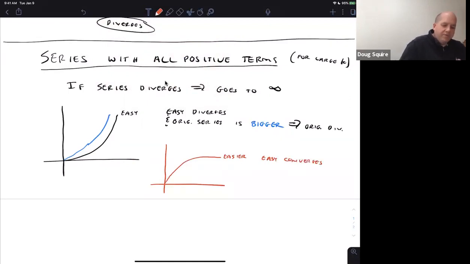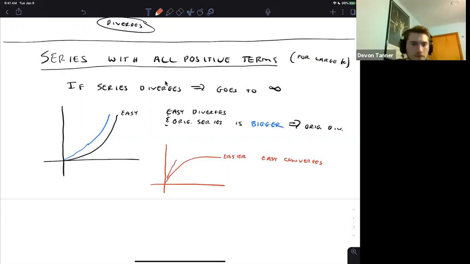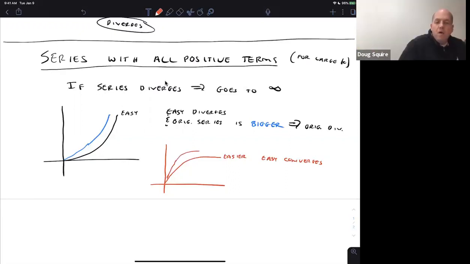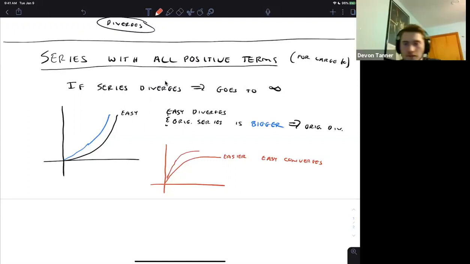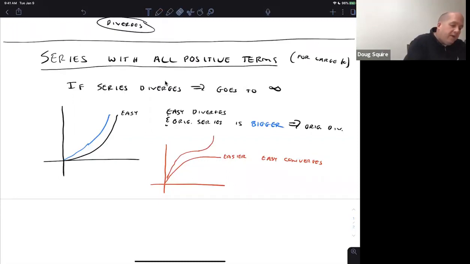okay, let's say I could prove that the original series again is bigger. If the original series is bigger than that, so if it's up here, could the original series, the harder one, still converge if it's above the easier one? It could, because it could level off like that. Could it diverge by going to infinity? It could. Yeah, because it could just turn and go up. And so in that case, if the easy one converges, it's not helpful when the original series is bigger than that.